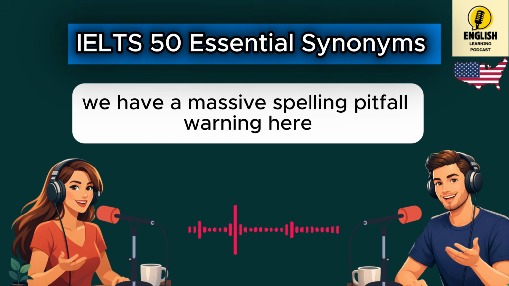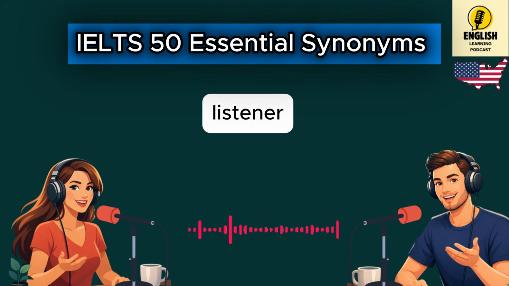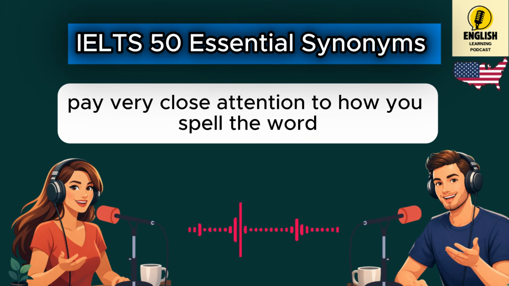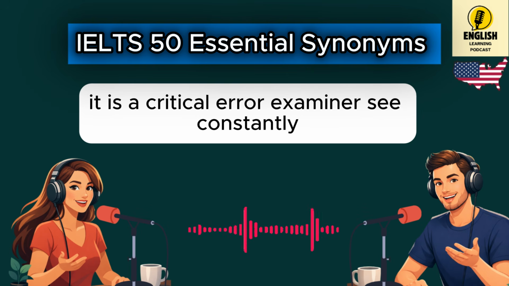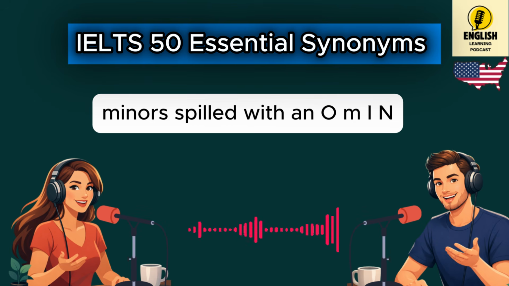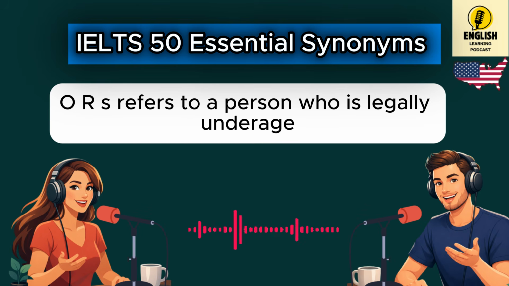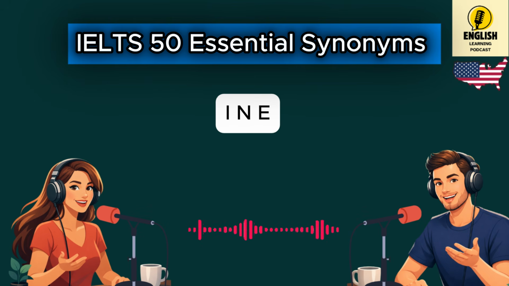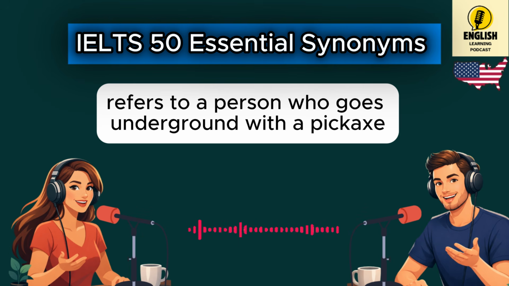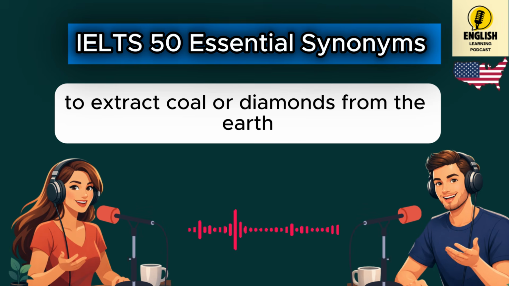Oh, hold on. We have a massive spelling pitfall warning here. Listener, pay very close attention to how you spell the word minors. Yes, it is a critical error examiners see constantly. Minors spelled with an O, M-I-N-O-R-S, refers to a person who is legally underage. Minors spelled with an E, M-I-N-E-R-S, refers to a person who goes underground with a pickaxe and a hard hat to extract coal or diamonds from the earth.